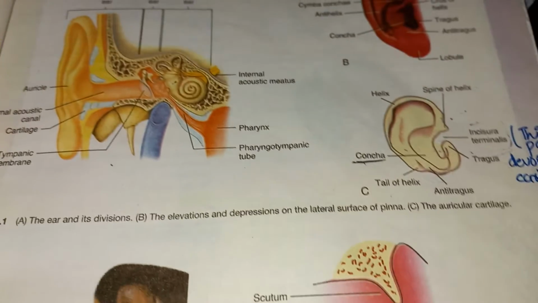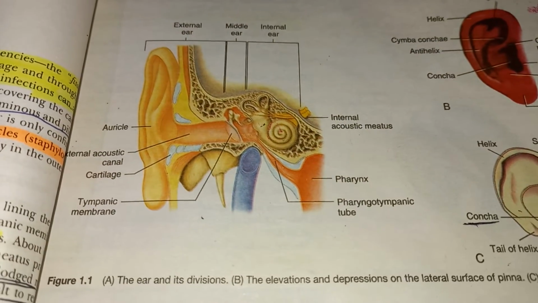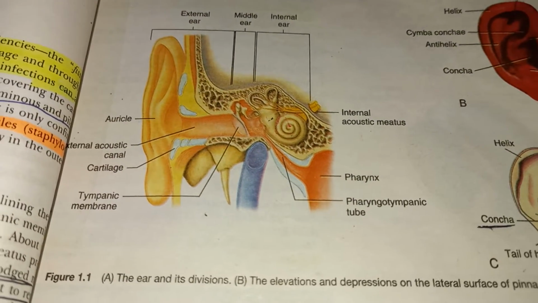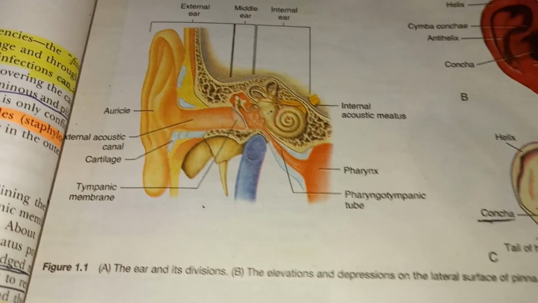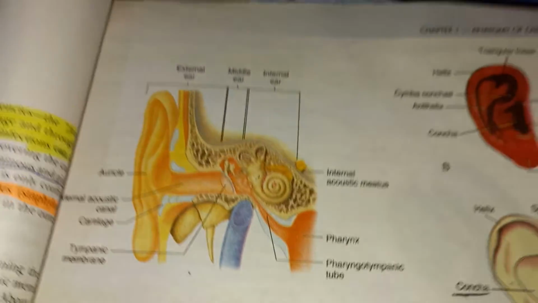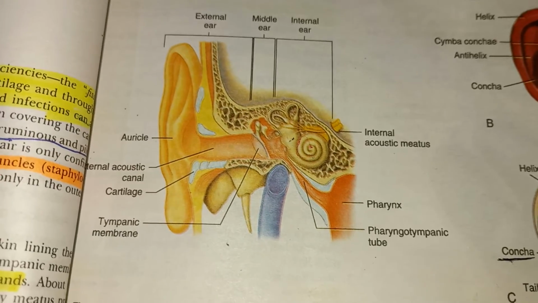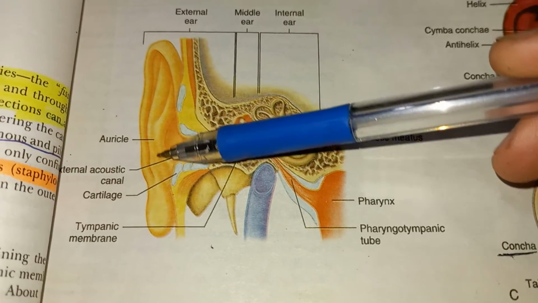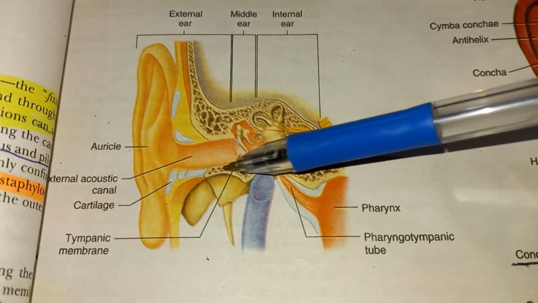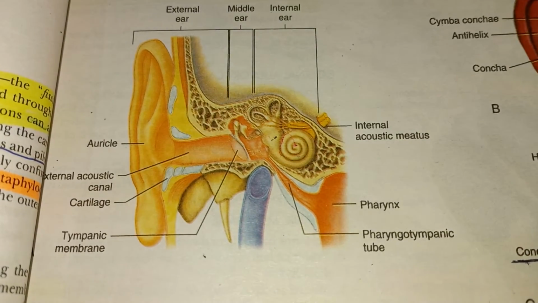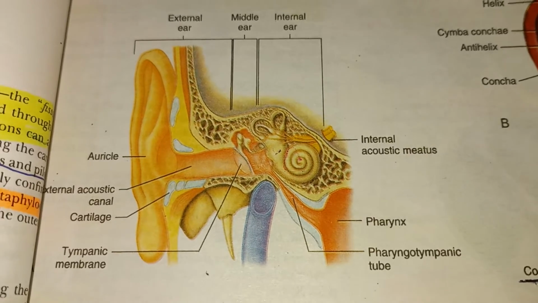From the examination point of view and OSPE, you should definitely know the diagram of the external auditory canal, the external ear, the middle ear and internal ear, because these things can come in your OSCE examinations. So this is the auricle, and from here the cartilaginous part of the ear is continuous with the external acoustic canal or external auditory canal.